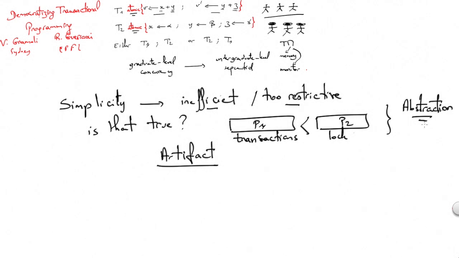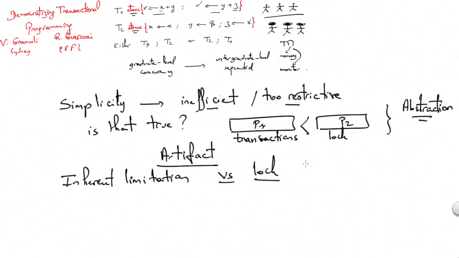So what I'm going to show here is that, in fact, theoretically speaking, there is an inherent limitation of the transaction abstraction, especially when compared, for example, to the lock abstraction. So the lock abstraction, roughly speaking, for those who don't know this concept, is a simple abstraction that enables one to say, I would like to get exclusive access to a given variable. Roughly speaking, for the sake of this video, this is enough.